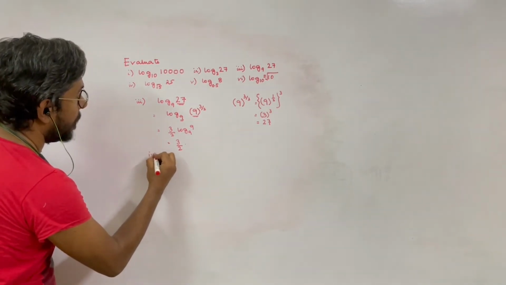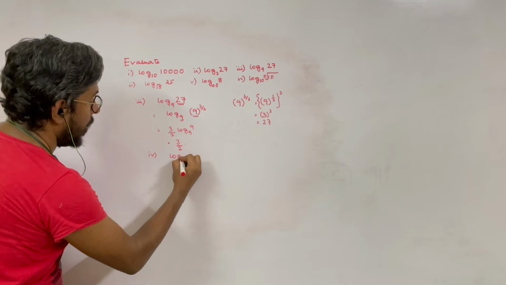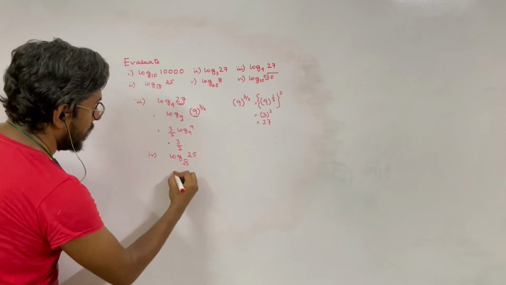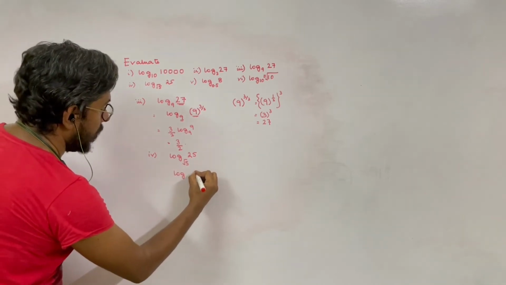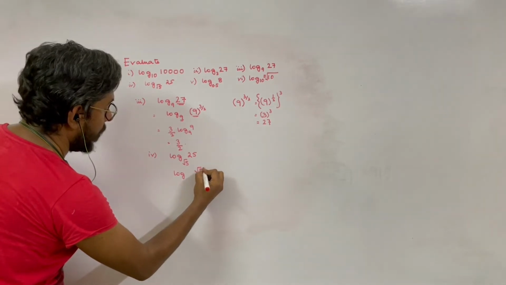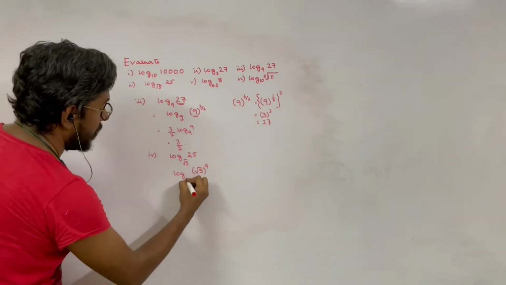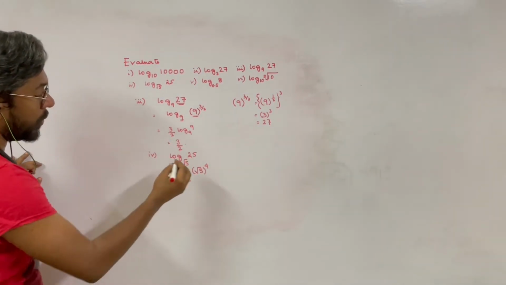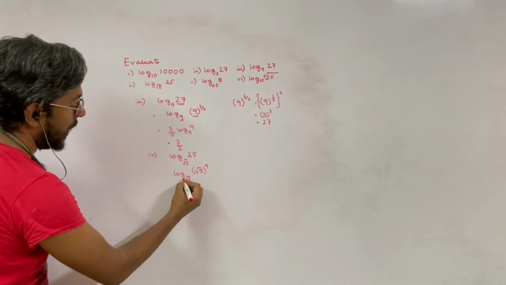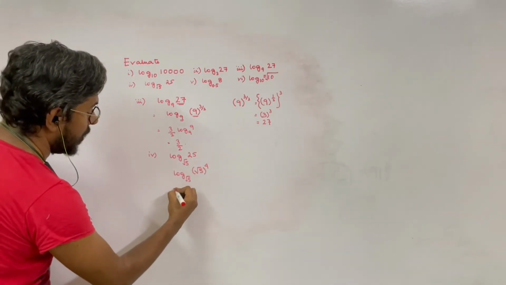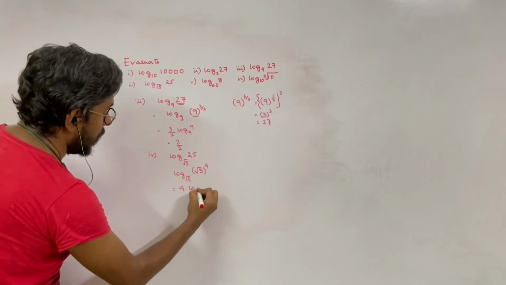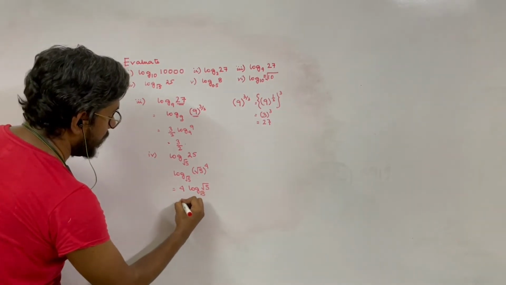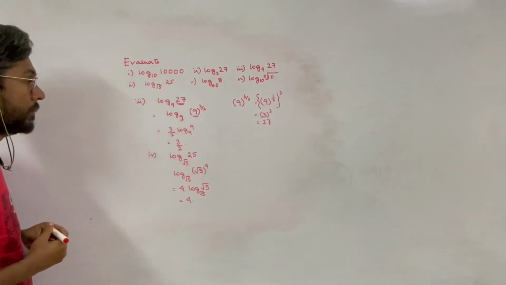Similarly, for the fourth sum, log 25 base root 5. Now, this can be written as log root 5 to the power 4. Why root 5 to the power 4? Because root 5 square is 5 and 5 square is 25. So root 5 to the power 4, with root 5 in the base. So we will have 4 log root 5 base root 5, and here also we will have root 5. So the answer will become 4.